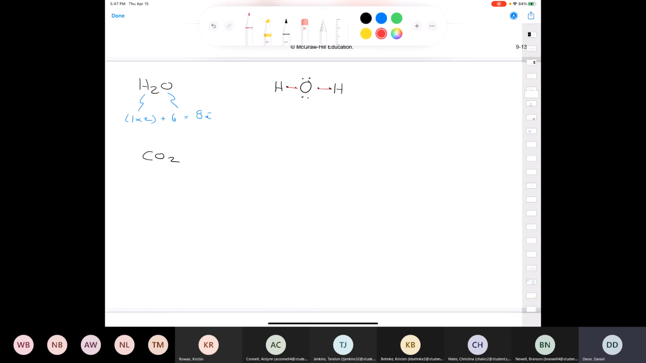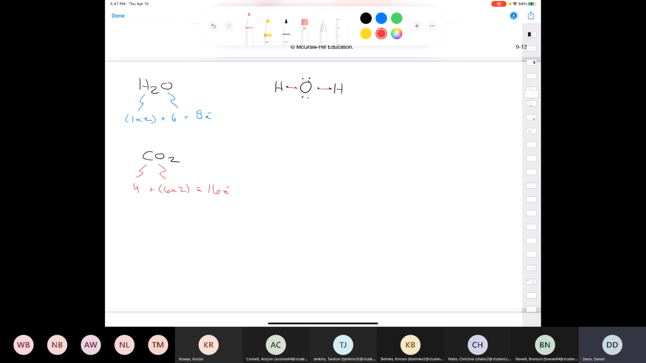Well, how many valence electrons does carbon have? I'm going to go a little faster now. Carbon is in group 4A, so it's got 4 valence electrons. Oxygen is in group 6A, and I've got 2 oxygens, so that's 12 plus 4, which gives me 16 total valence electrons.